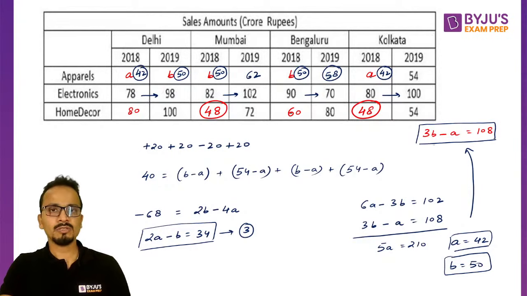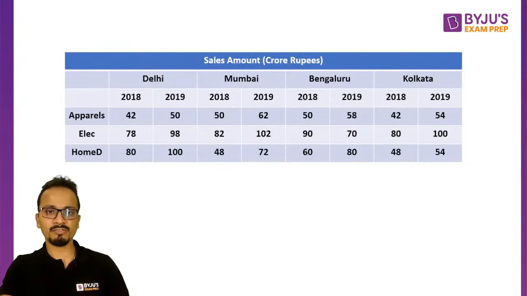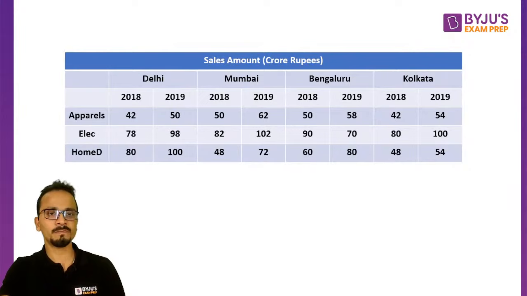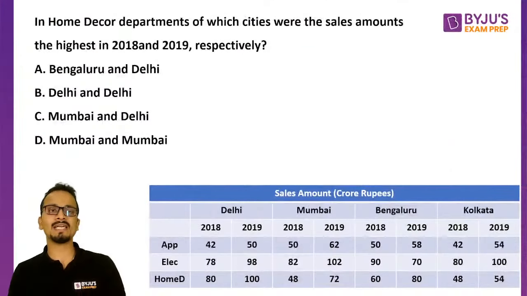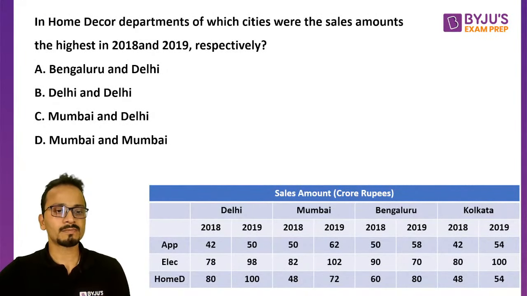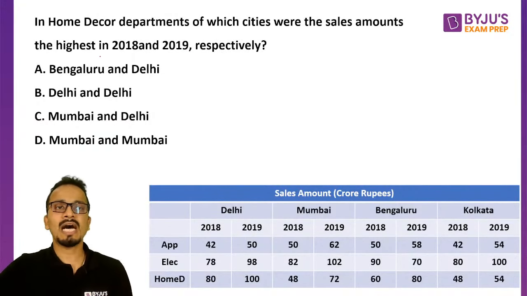All right, now I have made this table and this is the final table that we have just made. So this table will be displayed with each and every question. Okay, so let's look at these questions one by one. Now in home decor department, of which cities were the sales amount highest in 2018 and 2019 respectively?